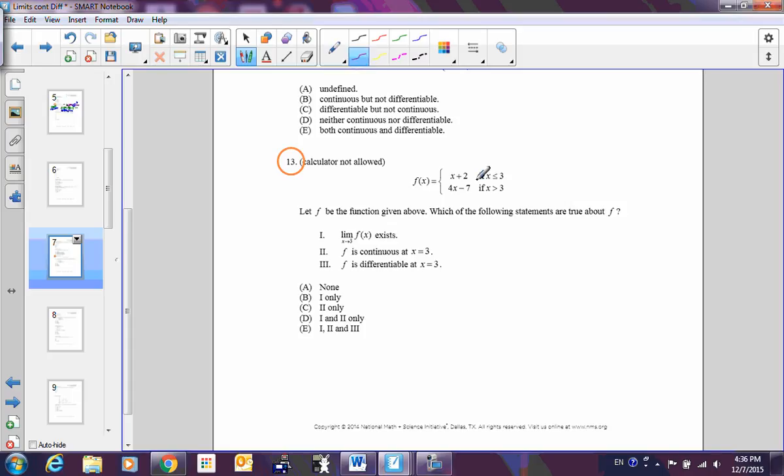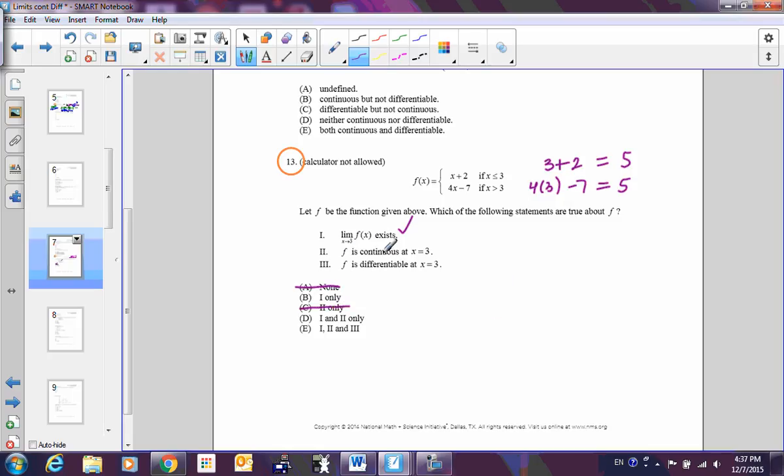Okay, no calculator again. Which of the following are true? So first, let's consider, does the limit exist? Okay, this means I need to be able to plug in 3 to the top, and I need to be able to plug in 3 to the bottom, and I better get the same. Okay, 3 plus 2, that's 5. That's the left-sided limit. The right-sided limit, 12 minus 7, that's also 5. So the limit does exist, okay? So 1 is true. So I'm going to go ahead and cross off the ones I know are not true.